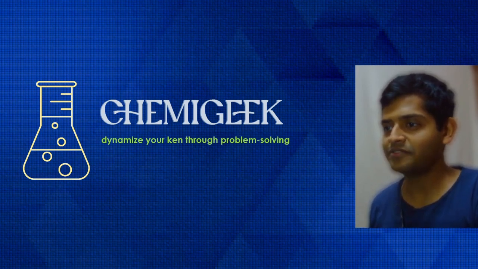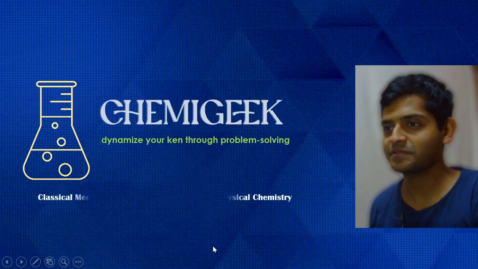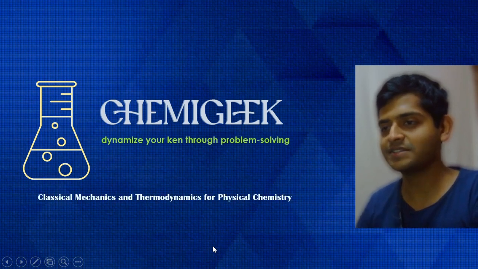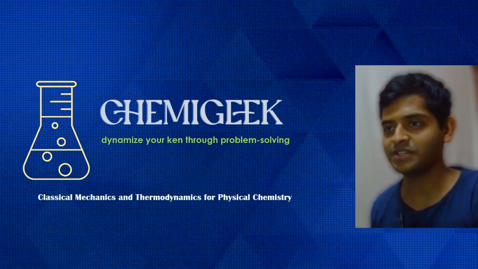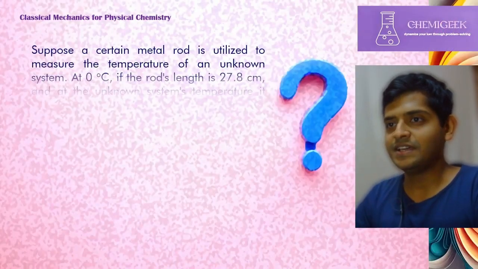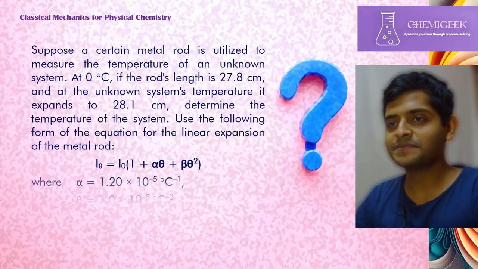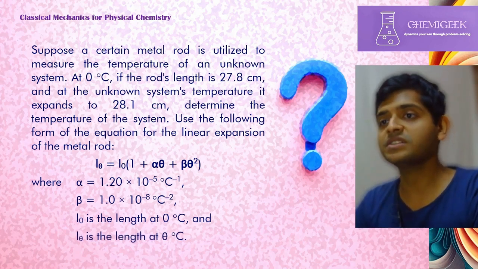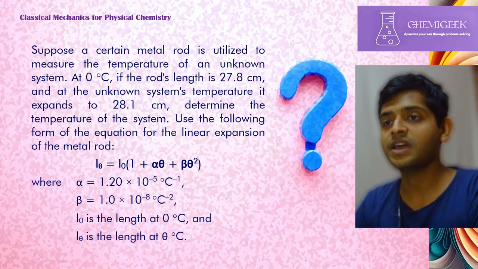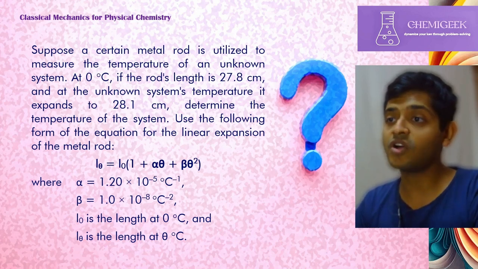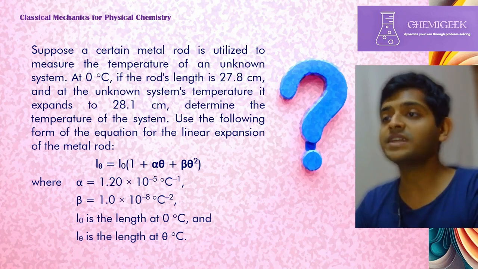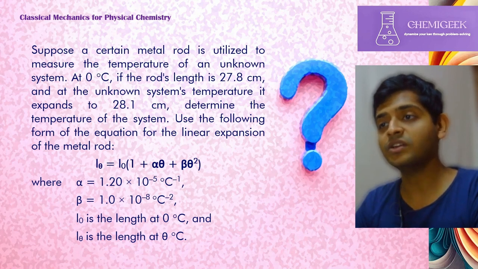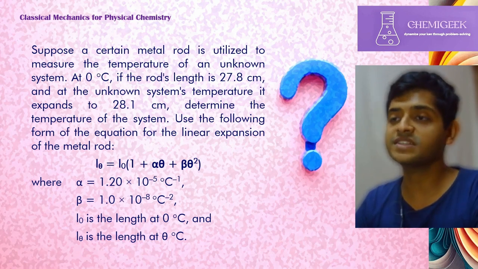So today we have a problem in front of us on classical mechanics and thermodynamics for physical chemistry. This problem goes like this. Suppose a certain metal rod is utilized to measure the temperature of an unknown system. At 0 degrees Celsius, if the rod's length is 27.8 centimeter and at the unknown system's temperature, it expands to 28.1 centimeter, determine the temperature of the system.